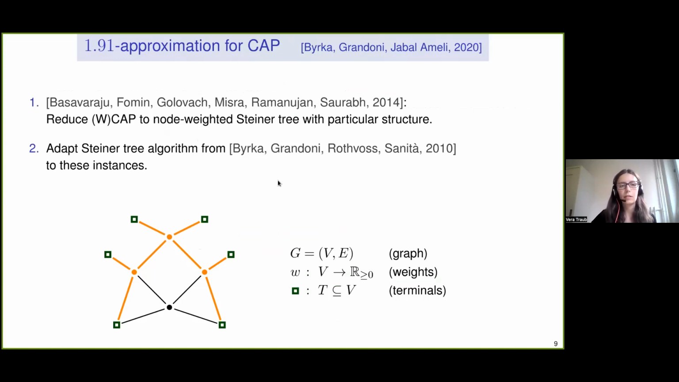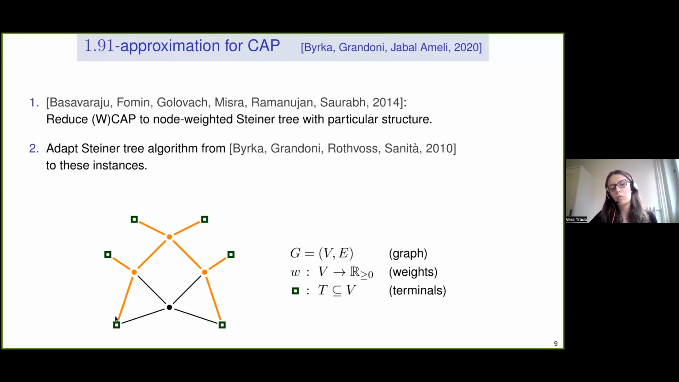So let's start with this 1.91 approximation for CAP. What this reduction is doing is that it first uses a reduction which was previously known by Basavaraju and others from 2014. They were actually interested in fixed parameter tractable algorithms for connectivity augmentation. And they gave some non-approximation preserving reduction of CAP or WCAP to some node-weighted Steiner tree problem with some particular structure. So what is node-weighted Steiner tree?